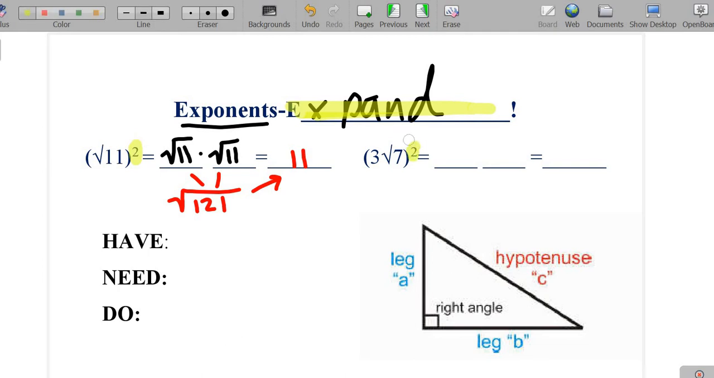Exponent, expand. So 3 root 7 squared looks like this: 3 root 7 times 3 root 7. You do outies and innies. 3 times 3 is 9. Root 7 times root 7 is 7. So 9 times 7, 63. Exponents, expand.